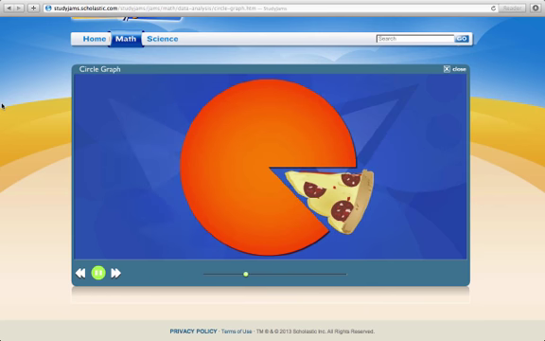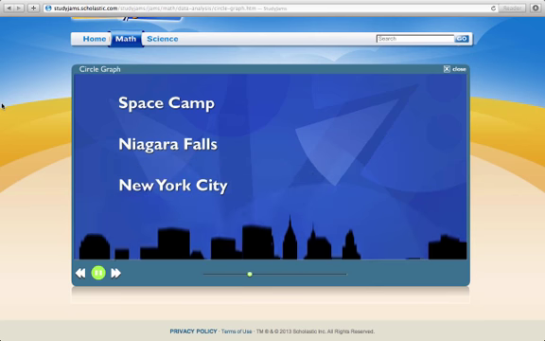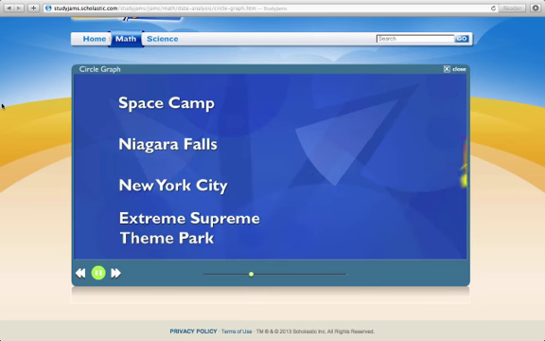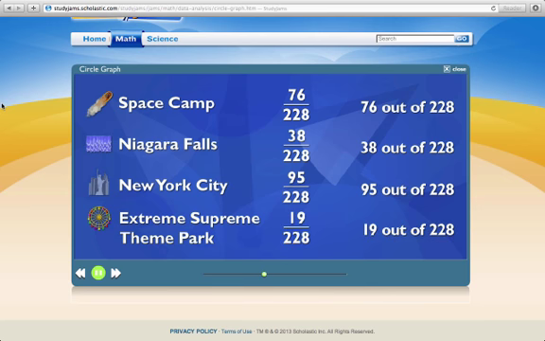How many votes did each trip get? Well, there were 4 trips to vote on: Space Camp, Niagara Falls, New York City, and the Extreme Supreme Theme Park. Space Camp got 76 votes. That means 76 students out of 228. Niagara Falls got 38 votes. That is 38 228ths. New York City got 95 votes, which is 95 228ths. And the Extreme Supreme Theme Park got 19 votes, or 19 228ths.